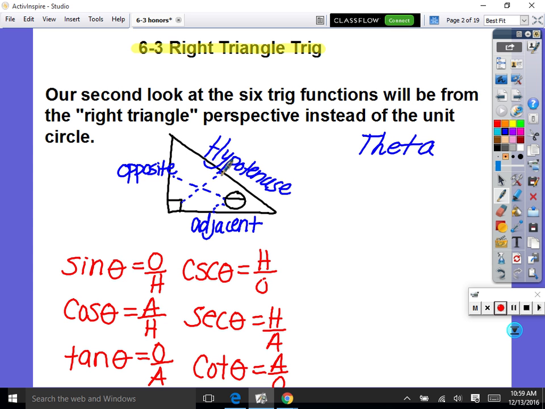And then we know our 6 trig functions of right triangles. Sine is opposite over hypotenuse. Cosine of theta is adjacent over hypotenuse. Tangent of theta is opposite over adjacent. So cosecant is the reciprocal, which is hypotenuse over opposite. Secant is the reciprocal of cosine, hypotenuse over adjacent, and cotangent is the reciprocal of tangent, which is adjacent over opposite.